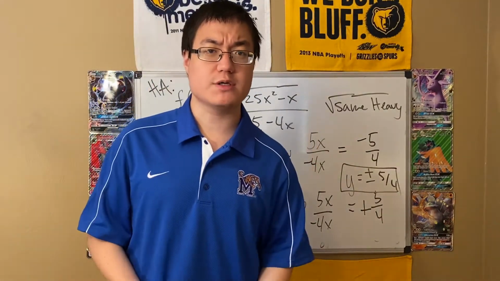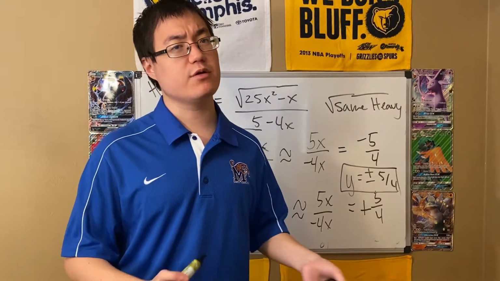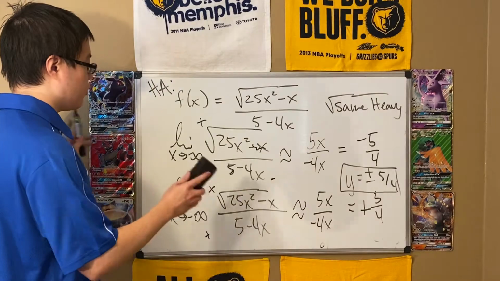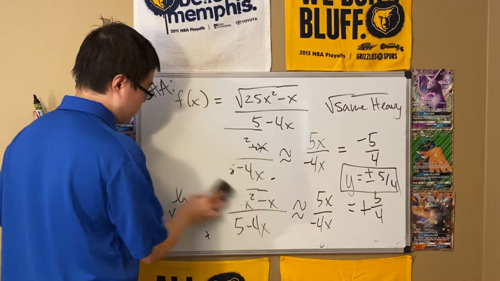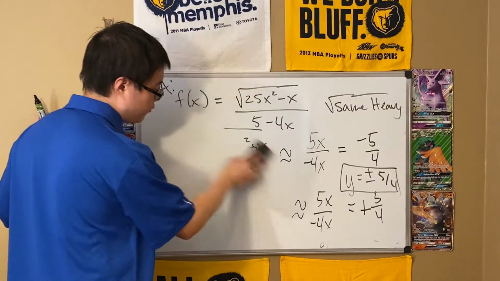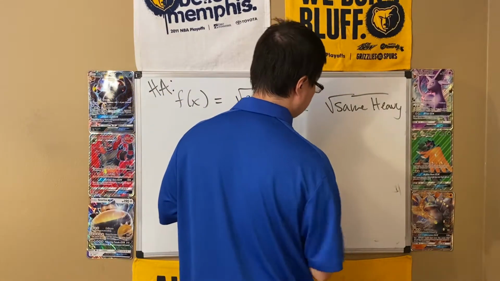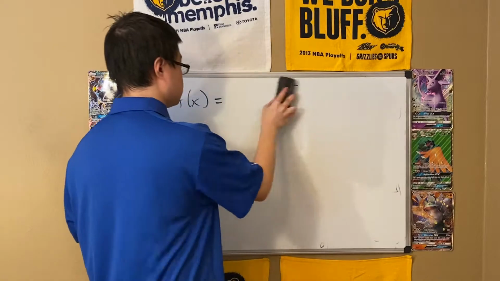So let's do one more horizontal asymptote question, and then we can move on to the far easier thing, which is vertical asymptotes. So again, one more horizontal asymptote. Let's keep going very strong, and then we will earn our deserved nap. So let's get going. Let's erase this.